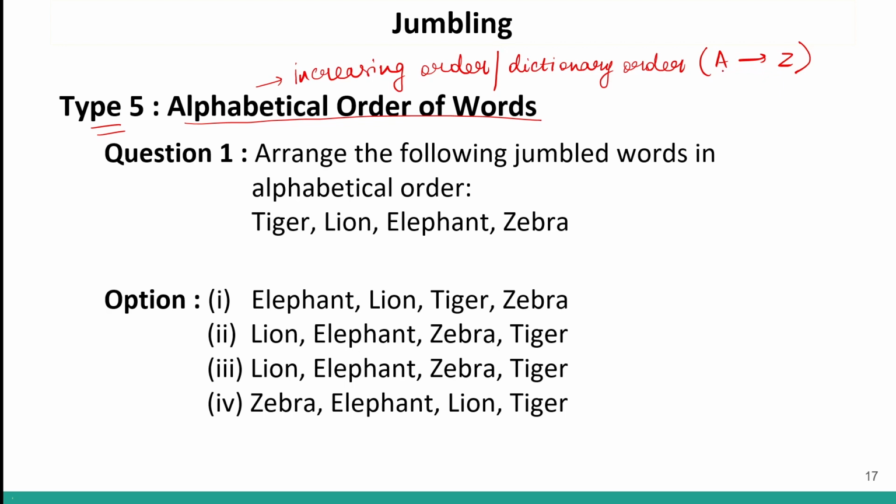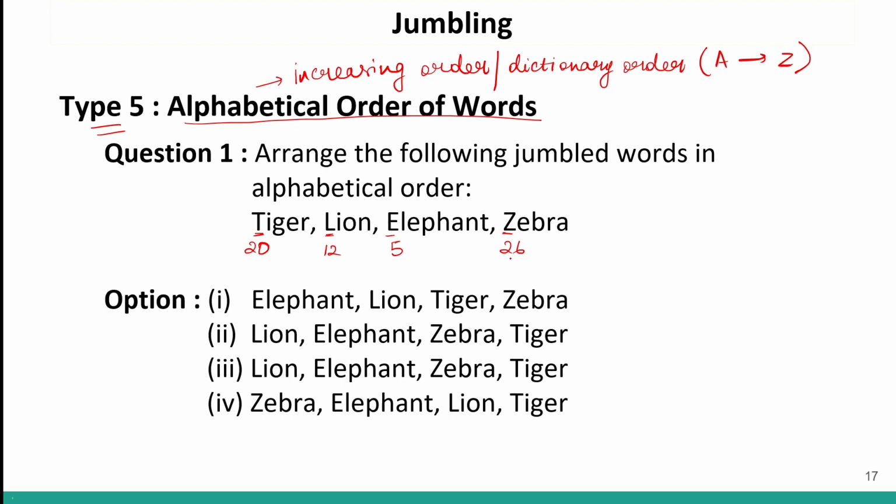In these type of questions, I suggest you use the concept of forward ranks because it makes it a little easier or faster to solve these type of problems. The first thing we have to do is look at the first letters. The forward rank of T is 20. The forward rank of L is 12. The forward rank of E is 5, and the forward rank of Z is 26.